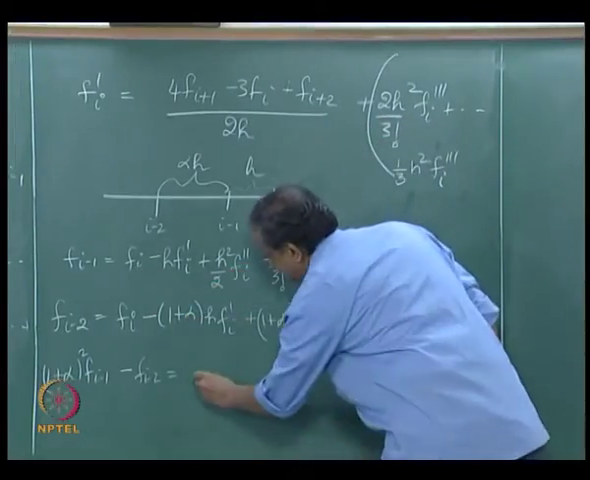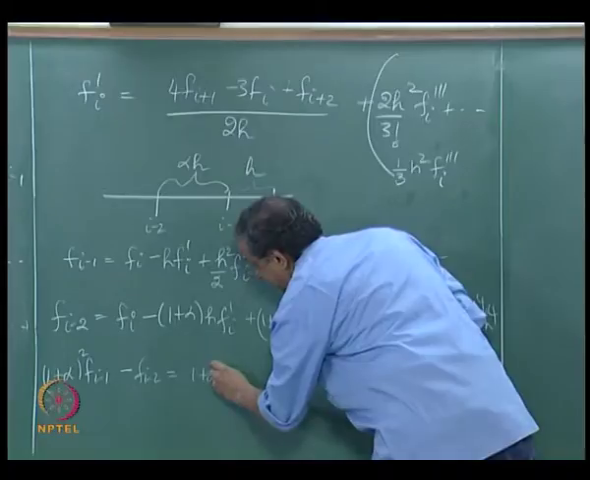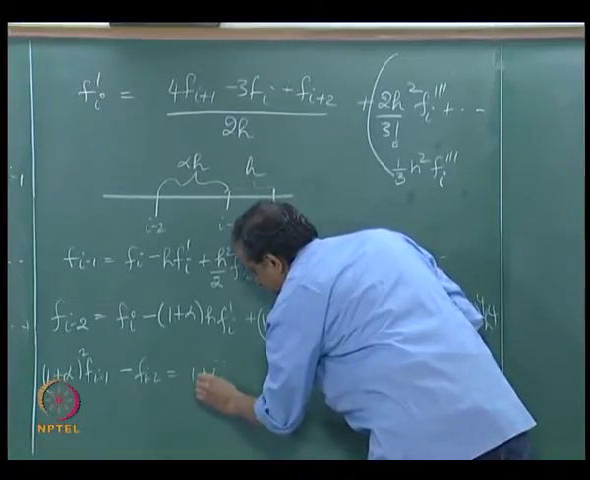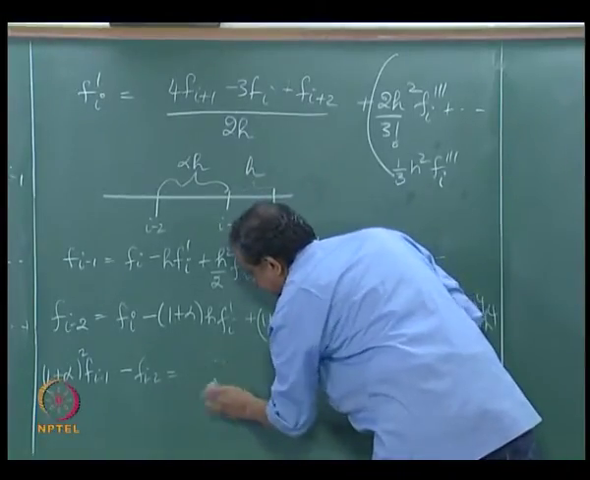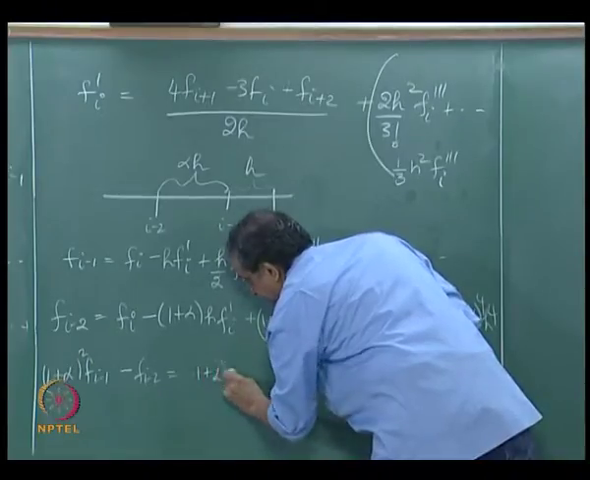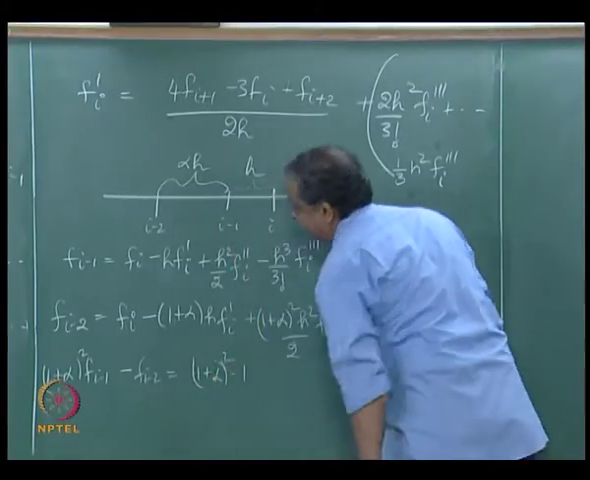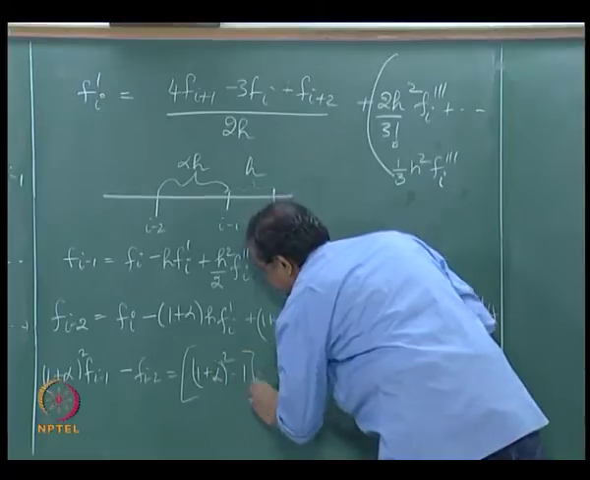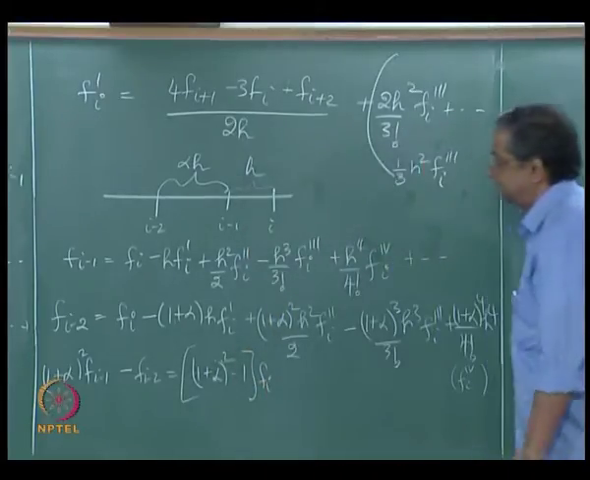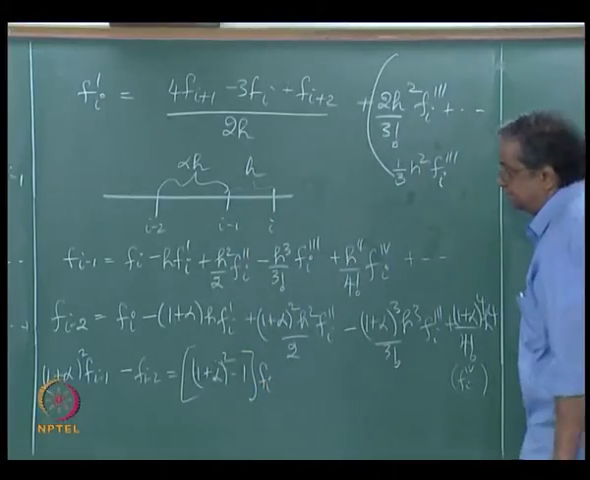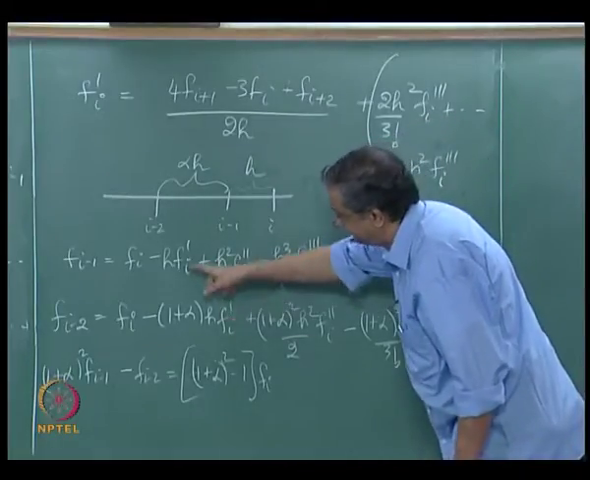We have 1 plus alpha squared, oh I keep doing that, minus 1 f at I. What happens to this term?